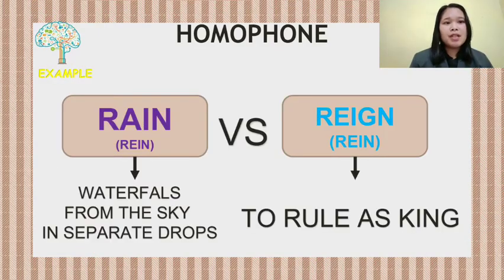Now, let's talk about an example of homophone. Look at the examples on the screen. Rain and rain. The first is rain that has the meaning to rule, as in reigning. And the second is rain that has the meaning water falls from the sky in separate drops. If we listen to those words, they have the same pronunciation or the same sound, but actually they have different meanings.